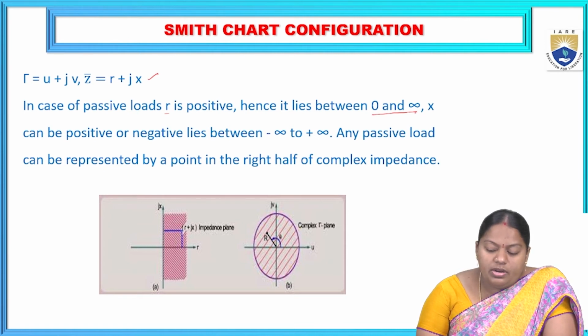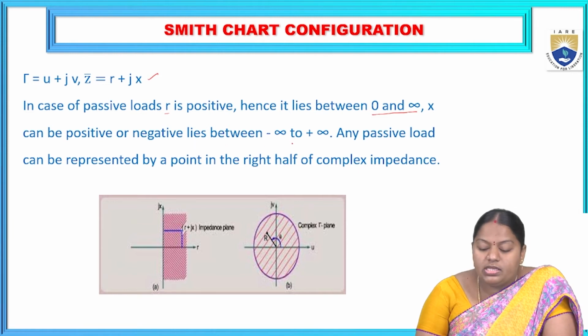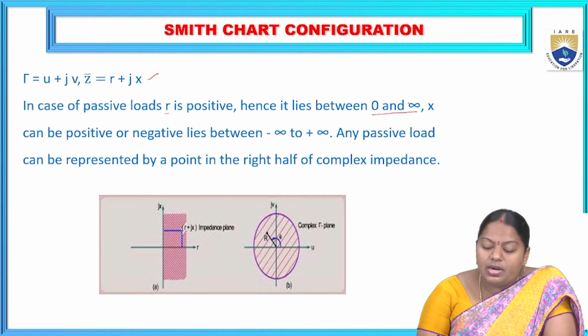And R lies between 0 and infinity, and X can be positive or negative, lying between minus infinity to plus infinity, right? So the resistance part lies on the first quadrant of the impedance plane, and the reactance part is either positive or negative depending upon the consideration, where X values range from minus infinity to plus infinity. And any passive load can be represented by a point in the right half of the complex reflection plane, complex impedance one.